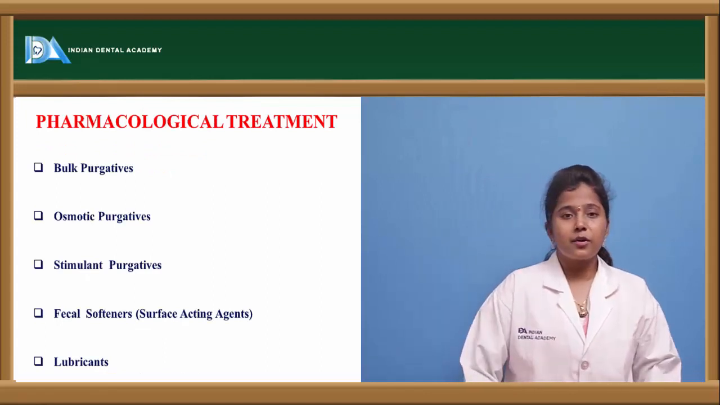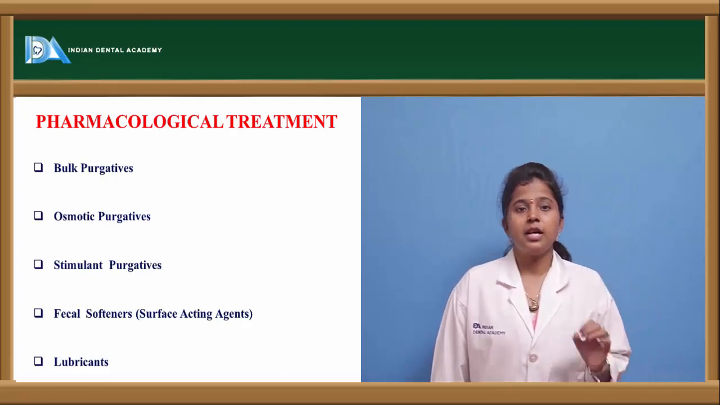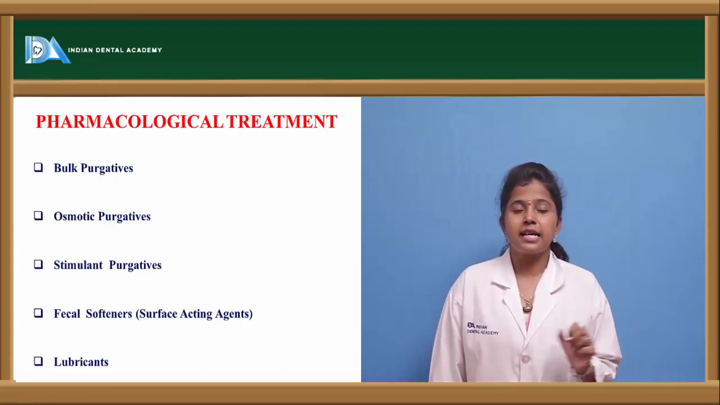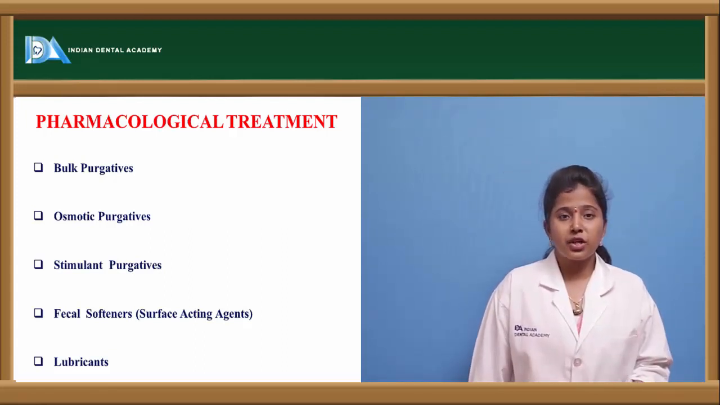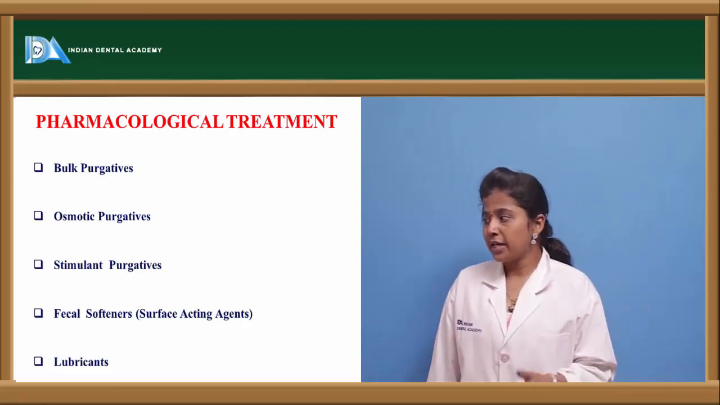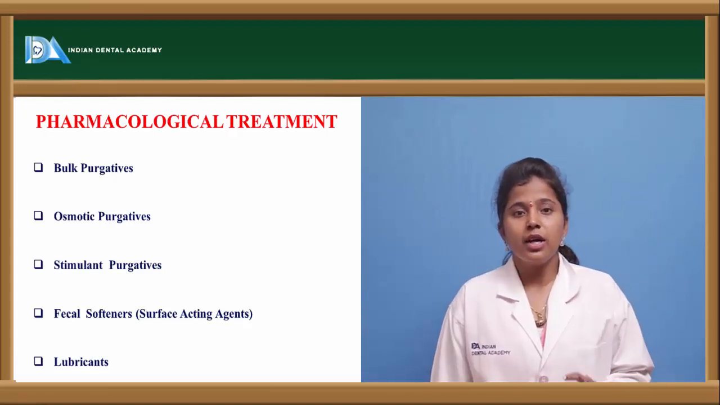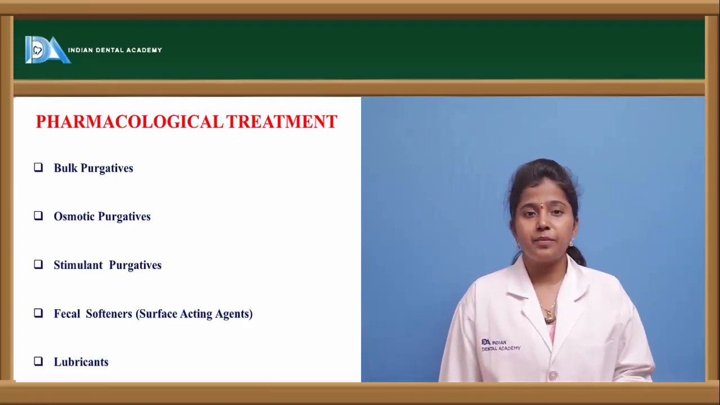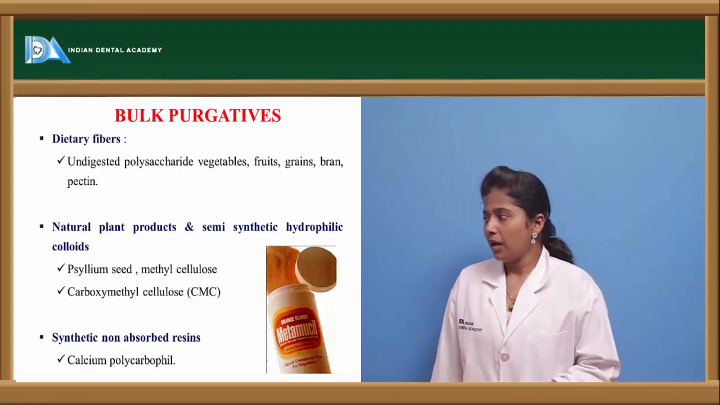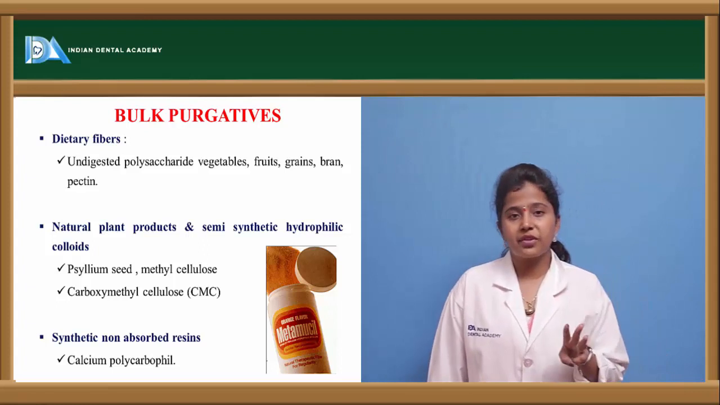And what is the pharmacological treatment, or what are the categories of drugs which come under purgatives? There are various categories like bulk purgatives, osmotic purgatives, stimulant purgatives, lubricants, fecal softeners or surface acting agents. These are the 5 categories of the purgatives which are used for the treatment of constipation. What are bulk purgatives? In bulk purgatives also we have 3 categories.